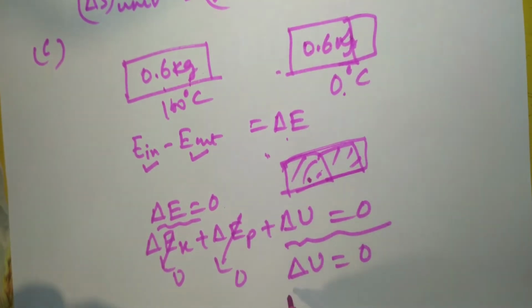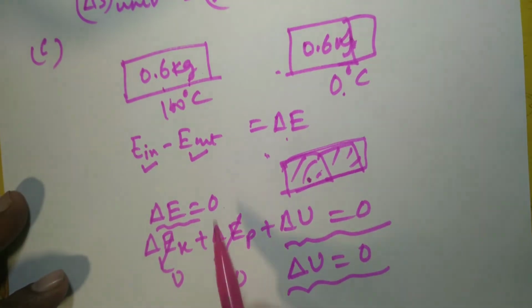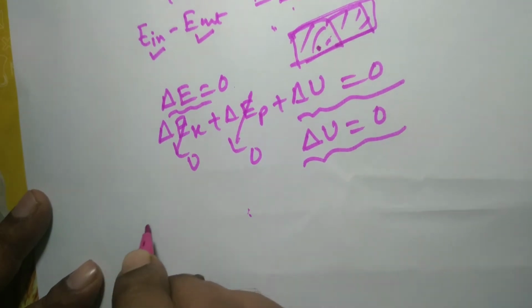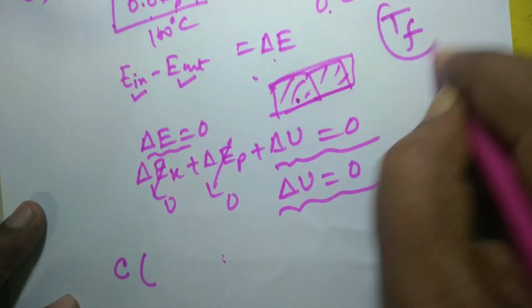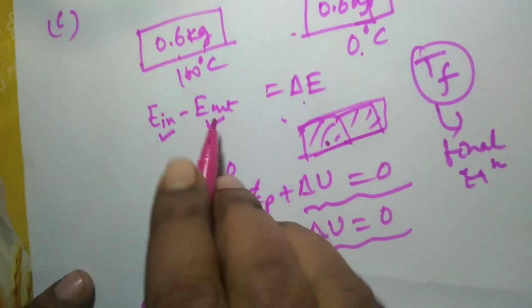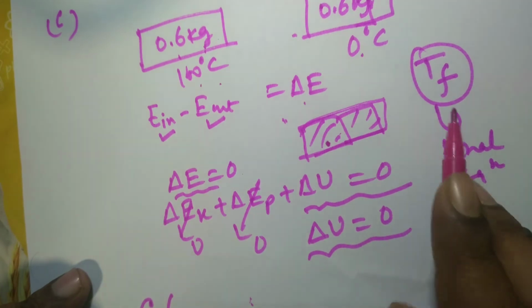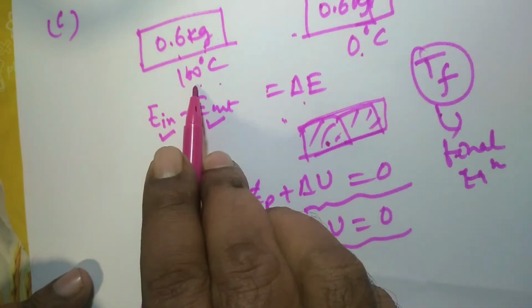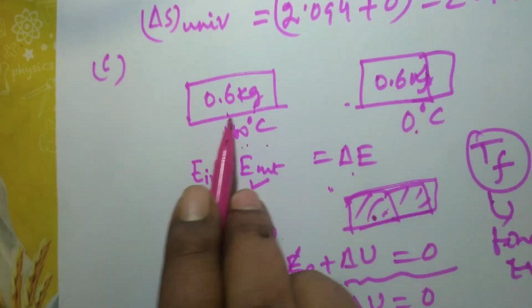In this way, I can find out the equilibrium temperature, or you can use the equation that heat lost by one copper block is equal to heat gained by another copper block. So let Tf be the final equilibrium temperature. Obviously this block would lose some heat to attain this Tf, because Tf will always be less than 100 degrees Celsius and greater than 0 degrees Celsius. So this copper block would lose some heat.